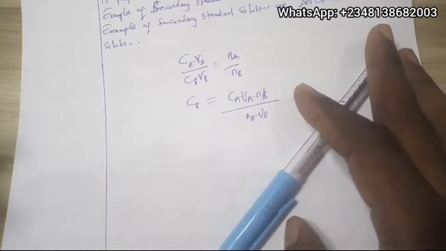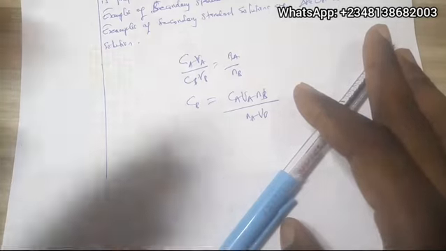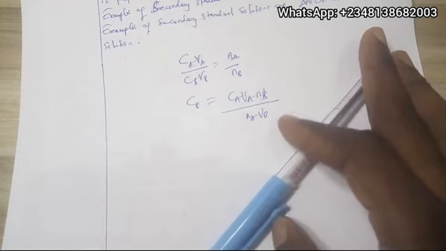Now, a secondary standard solution is produced for a specific purpose, for a specific analysis. Examples of secondary standards are anhydrous sodium hydroxide and potassium permanganate. That means the examples of secondary standard solutions are solutions of sodium hydroxide and potassium permanganate of specific volume and specific concentration.